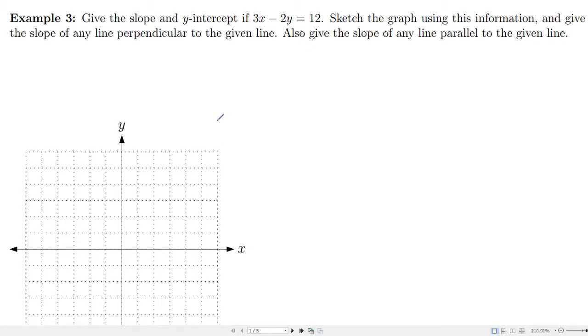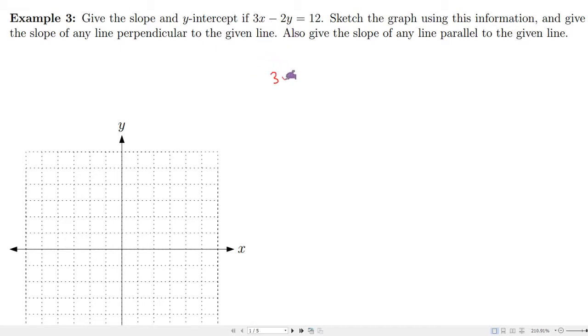All right, so now let's consider the following problem. Give the slope and y-intercept if 3x minus 2y is equal to 12. Sketch the graph using this information and give the slope of any line perpendicular to that given line, and also give the slope of any line parallel to that given line. All right, so several parts that we're going to have to solve here, but first let's start with this equation here. So this is a linear equation, as we've seen before. So we should be able to write it into the form y equals mx plus b, and then from that we should be able to determine the slope and the y-intercept. So let's start with that.